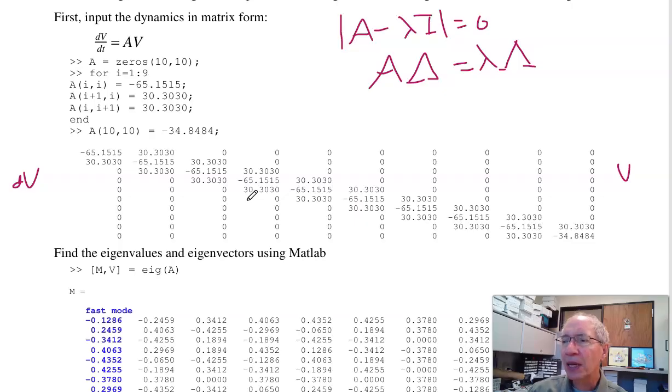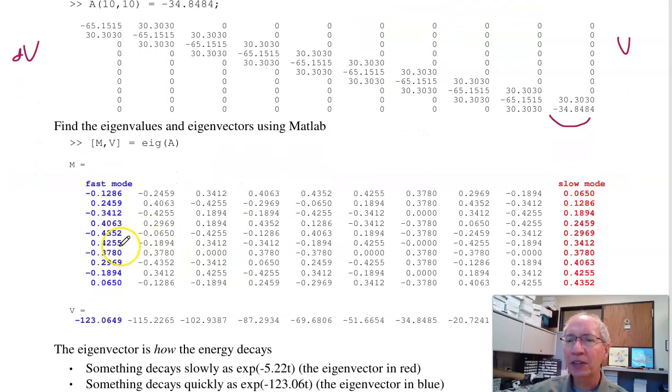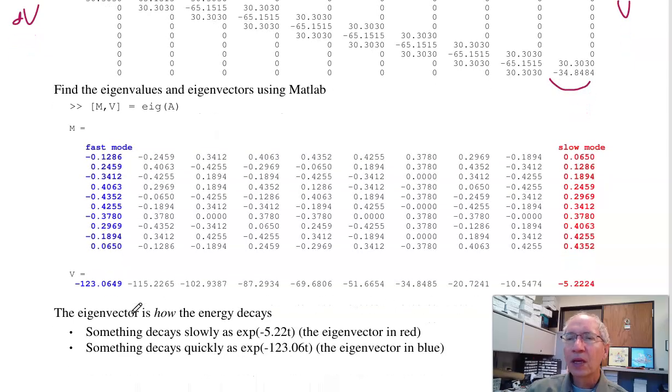And it's actually not that bad to put into Matlab. I'll start with the zeros matrix. The diagonal is minus 60.5, off-diagonal 30.3. Put that in a for loop. The oddball's right here. Put that in manually. Here's my 10 by 10 system. Now in Matlab, a 10 by 10 system has 10 eigenvectors. It has 10 eigenvalues. The eigenvalue is how it behaves. The eigenvector is what behaves that way.